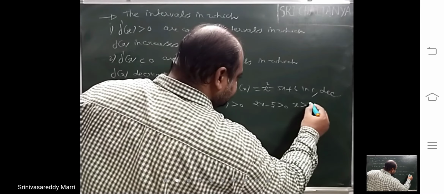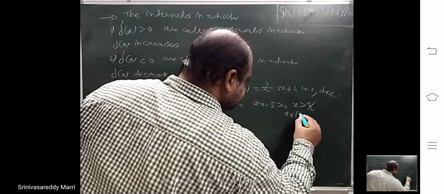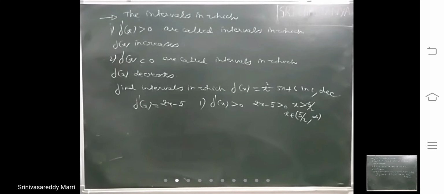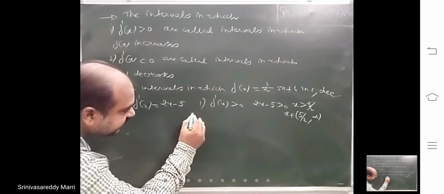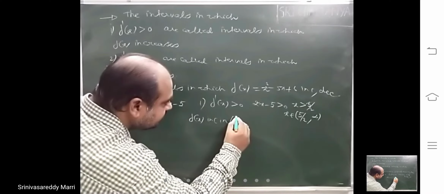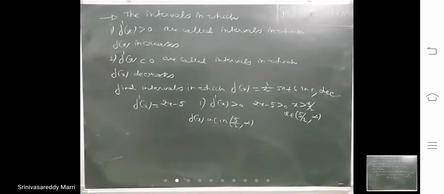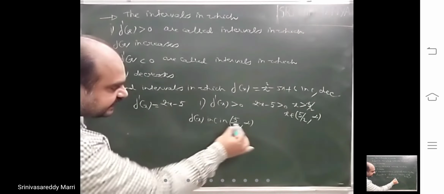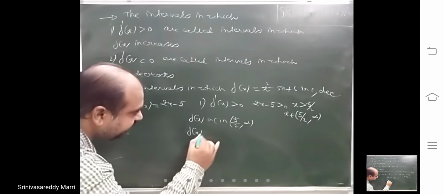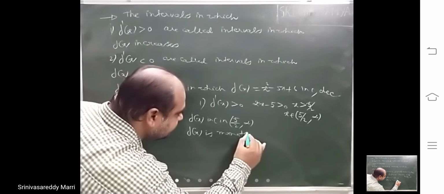What is the x values in which interval? So that means x belongs to 5 by 2 comma infinity. That means we can say that f of x increases in 5 by 2 comma infinity. F of x increases in this interval. Or otherwise we can say f of x is in some cases monotonically increasing.